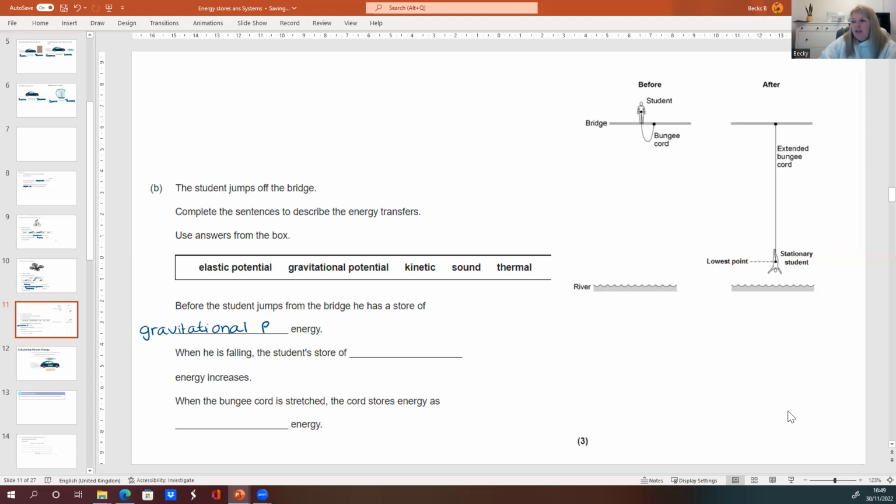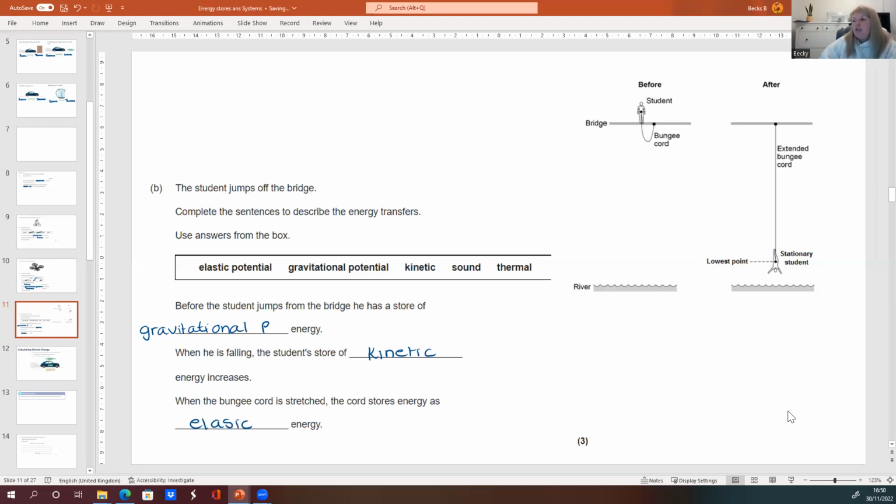When he's falling, as you're falling, it's movement. Movement, we're talking about kinetic. So their kinetic energy increases. When the bungee cord is stretched, anything stretchy is to do with elastic. So the cord stores energy as elastic energy.